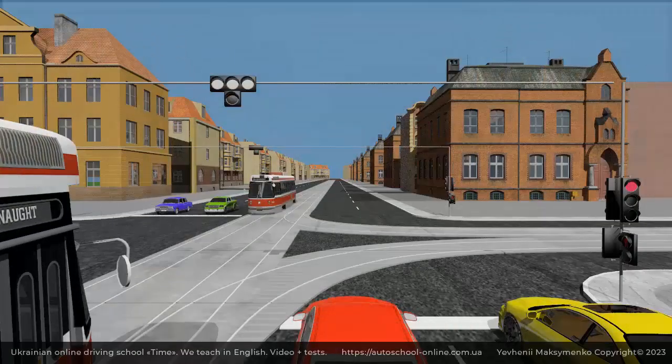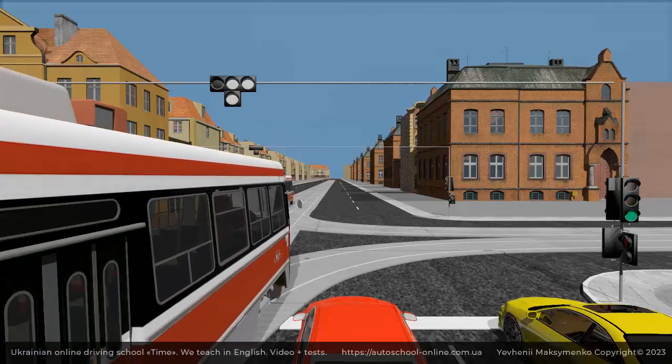In this case, they will also be moving at the permitted traffic light. In other words, in this situation, trams are on an equal footing with cars. Accordingly, they are favored over non-rail vehicles irrespective of the onward direction of traffic.